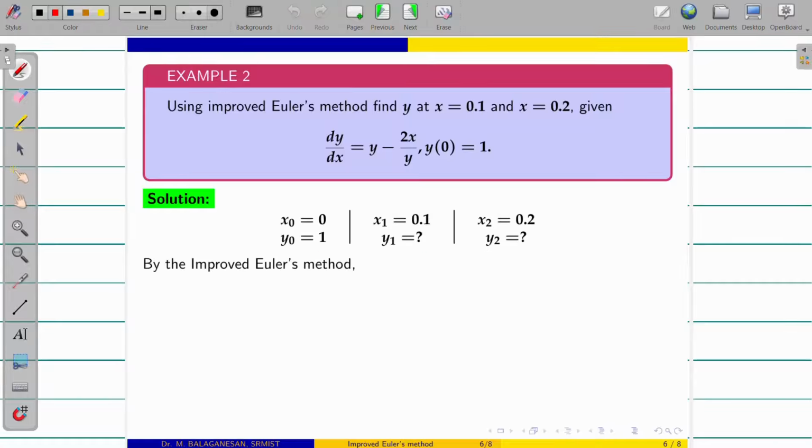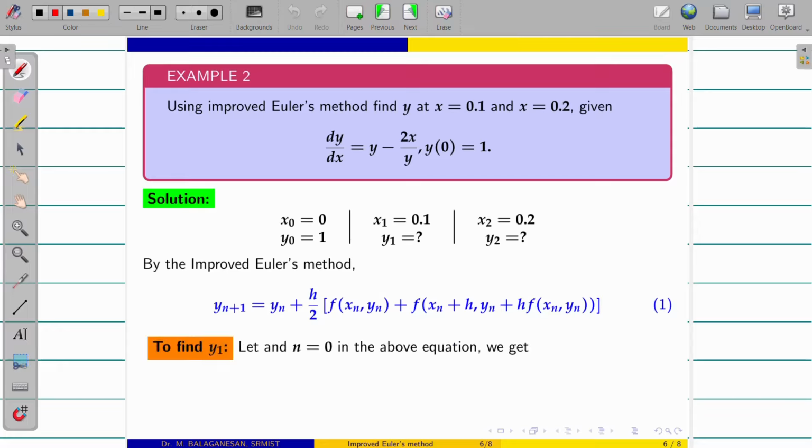Take the improved Euler's formula. This is the formula. Now I have to give n equal to 0 to find y1. I'm substituting n equal to 0 here. So the h value is a known one: 0, 0.1, 0.2. The difference of x will be h. So h will be 0.1. So 0, 0.1, 0.2, 0.3. It will move like that.